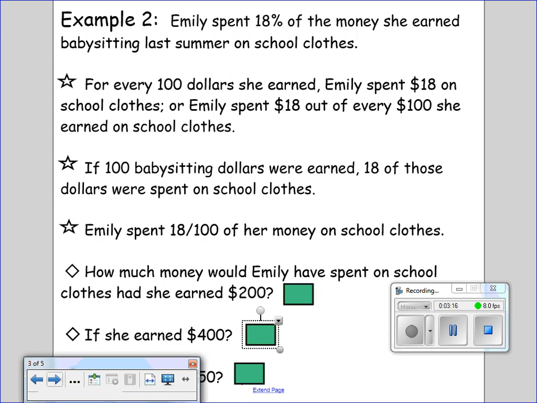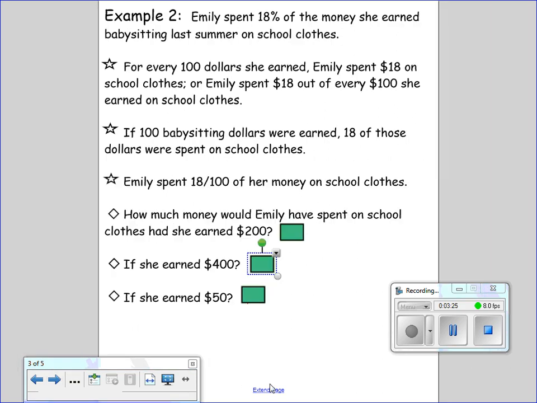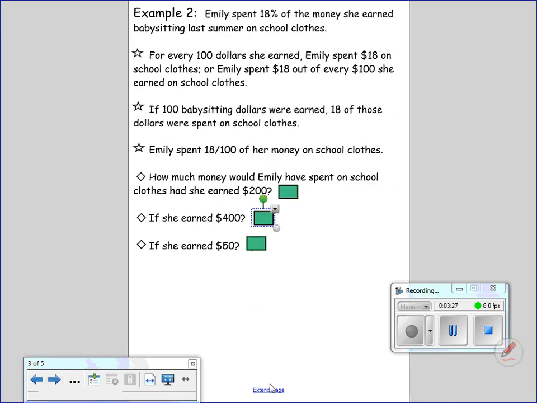Is that making sense, kids? So the total is 100 bucks, okay? How much money would Emily have to spend on school if she had earned $200? So if we're at 18 over 100 is what she spent, out of $200, how much would she have spent? 100 times 2, 18 times 2. 8 times 2 is 16, 1 times 2 plus 1 is 3, $36. What do we got here for an answer? 36. Okay, let's do another one.